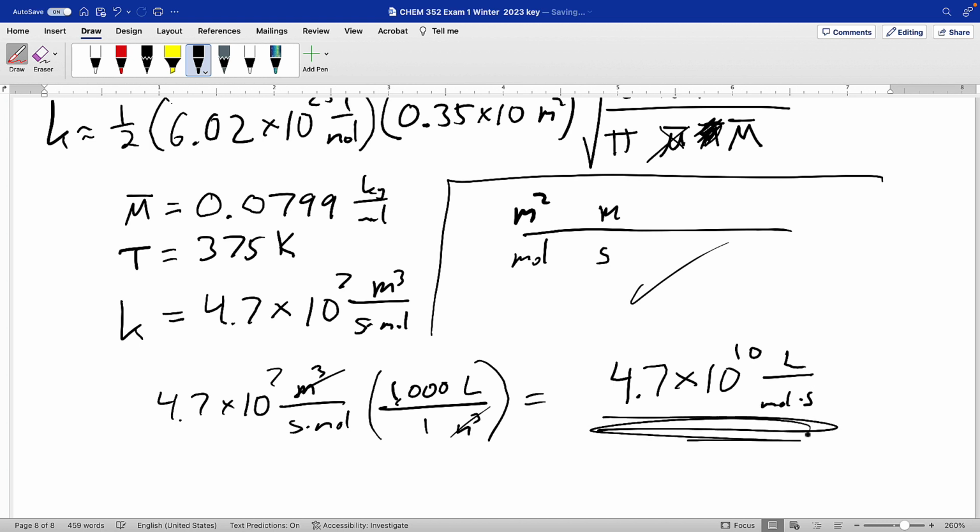And if you look in the back of Atkins for gas phase reactions, you can see that this is a really fast second order rate constant, right? And it's because we have essentially a zero activation energy. So normally our rate constants for second order reactions are much smaller than this because the activation term is much less than 1 instead of being 1 as it is in this case. So that's the key for exam 1.